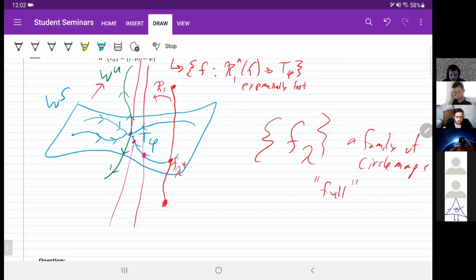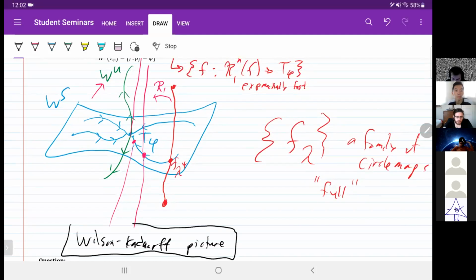So this picture is called the Wilson-Kadanoff picture, and it comes from statistical physics, which is sort of the origin of this way of thinking about renormalization, the theory of phase transitions. Okay, that's it. Alas, I didn't get to use it to prove anything.